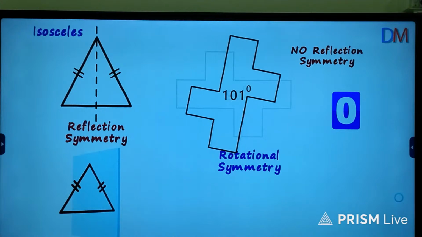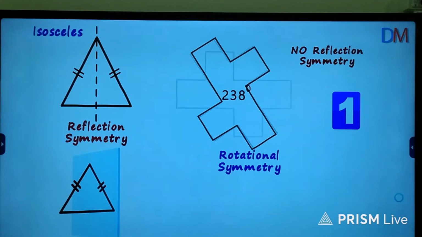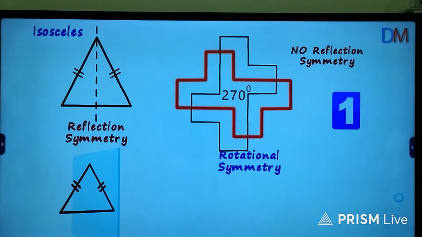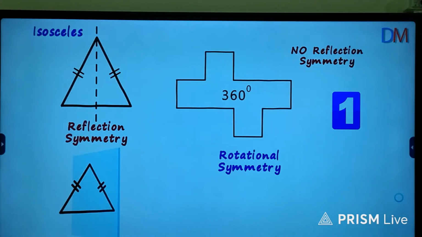Okay, so let's rotate the original shape by 180 degrees. And we see that it looks exactly like the original shape. It fits in perfectly. We see an increment of 1 on the counter. We continue rotating it till we finish one complete rotation. Rotating it by 270 degrees gives us the shape which is not the same as the original. And rotating it by 360 degrees gives us the original shape back. The counter changes to 2.